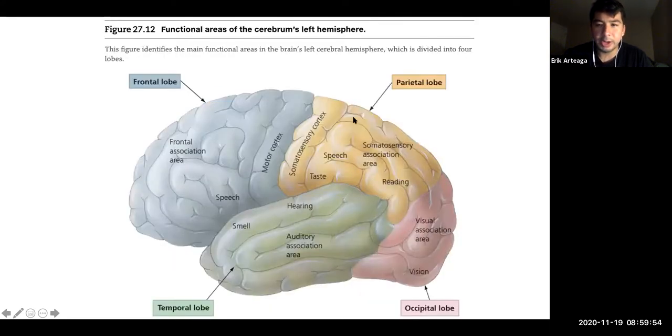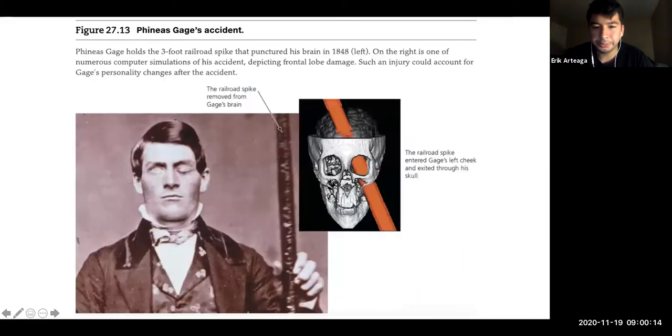So here you have different areas of the brain. You have the frontal lobe, frontal association area, speech, motor cortex, somatosensory cortex, speech, taste, reading, visual association area, vision, hearing, auditory association, smell, temporal lobe. You have memory. Somewhere right here is the hippocampus, right?